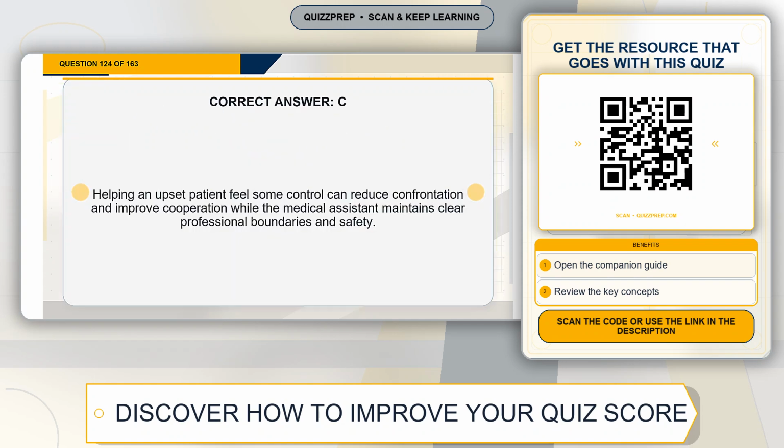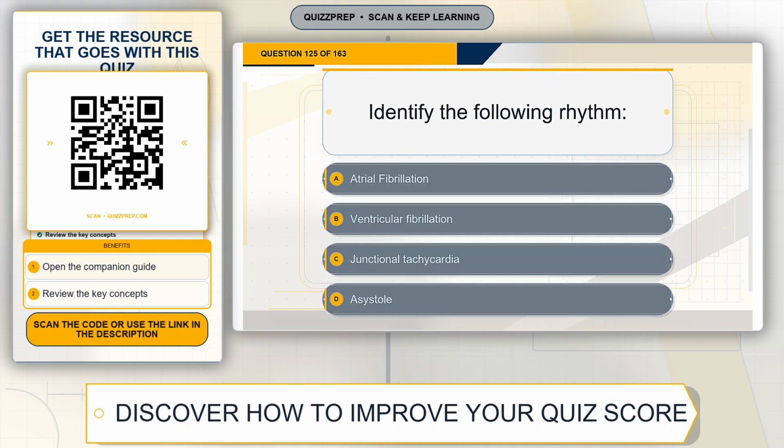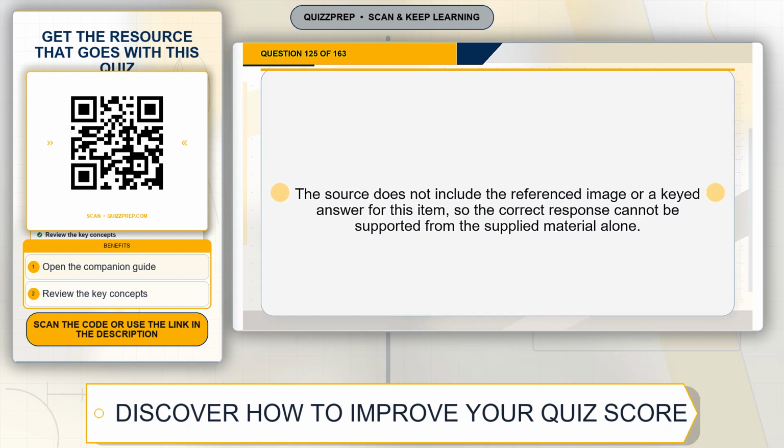Explanation. Helping an upset patient feel some control can reduce confrontation and improve cooperation while the medical assistant maintains clear professional boundaries and safety. Question 125. Identify the following rhythm. Option A, atrial fibrillation. Option B, ventricular fibrillation. Option C, junctional tachycardia. Option D, asystole. The correct answer is now shown. Explanation. The source does not include the referenced image or a keyed answer for this item, so the correct response cannot be supported from the supplied material alone.